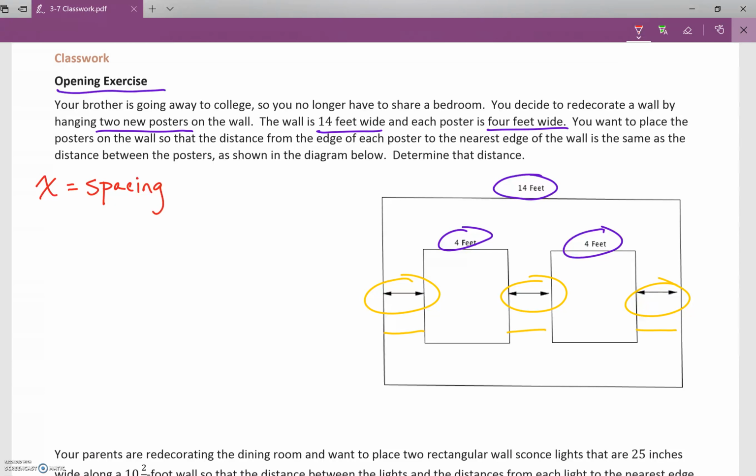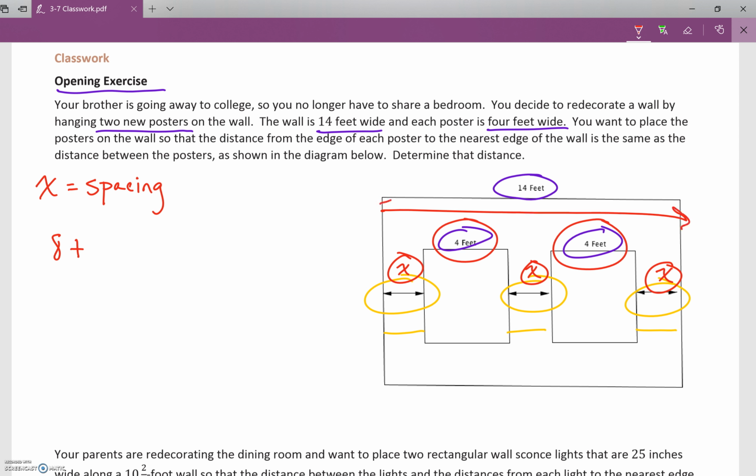But we do know this, that if we take the 2 posters, 4 feet and 4 feet, together would be 8 feet. And we add that with these 3 unknown values. There's 3 spaces, right? Each one is x. So that would be 1, 2, 3x. If we add up all of that stuff, it's going to take us all the way across the wall. So 8 plus 3x is going to equal the full distance of the wall, or 14 feet, the full length of the wall. There you go. We have a 2-step equation.